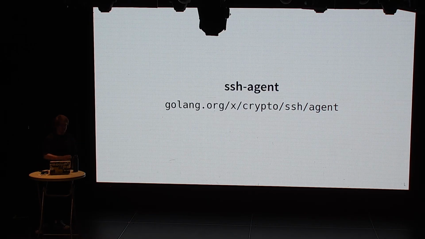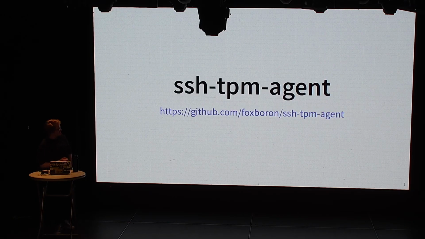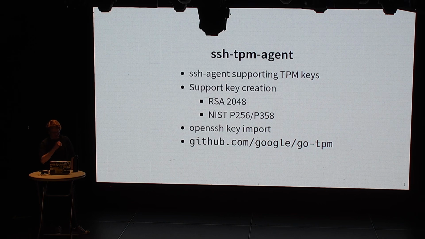Implementing an SSH agent is fairly trivial, at least in Go. It implements sort of a full SSH agent client interface along with an SSH server, and makes it easy for us to interact with SSH as a whole. So that's what I did. I wrote an ssh-tpm-agent, which allows us to do TPM keys. It supports the key creation of most of the algorithms that ssh-tpm does. It also supports some of the OpenSSH key formats, and it uses the Google Go TPM libraries to do the TPM interactions themselves.